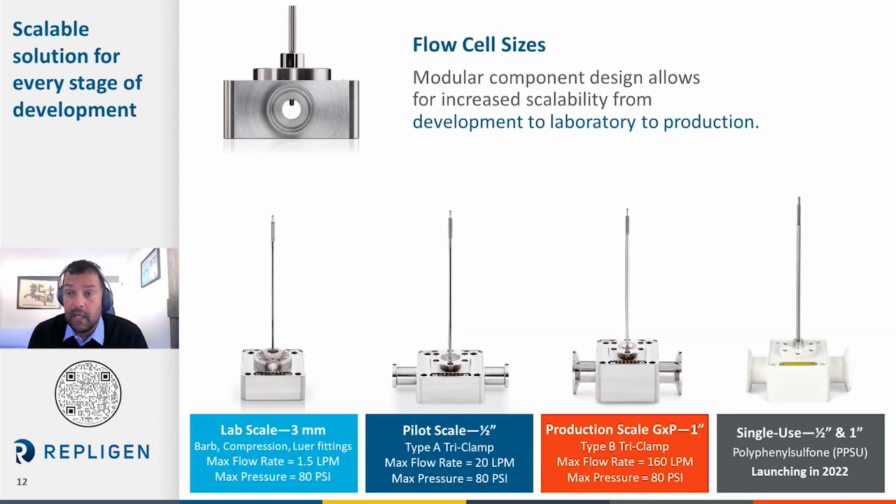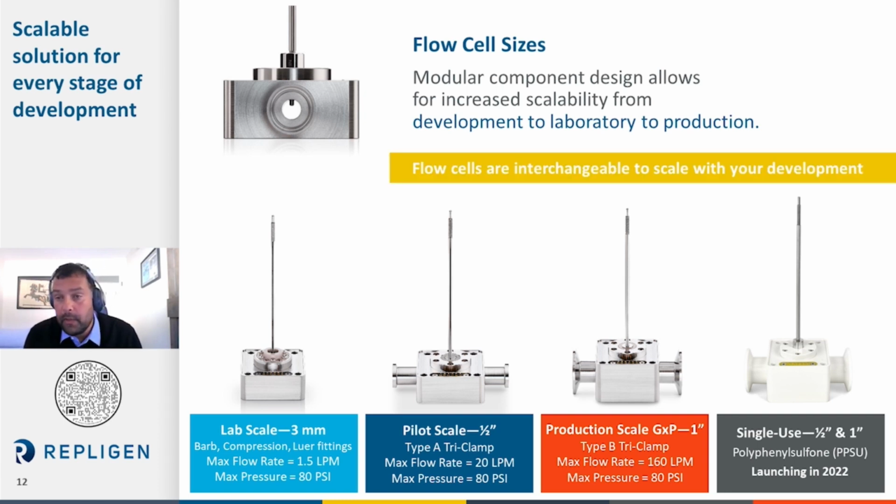The FlowVPX is fully scalable with the head unit that you would get. You also get a choice of 2 types of flow cells. They're interchangeable. We have everything from a 3 millimeter to a 1-inch pipe size. The 3 millimeter is typically used in the lab scale on the benchtop experiments. Then if you get the 3 millimeter and the 1/2 inch, you can take that same unit, bring it to your pilot scale, do processes over there for comparability, and then you can even scale up again with the same unit to the 1-inch pipe size for production scale.